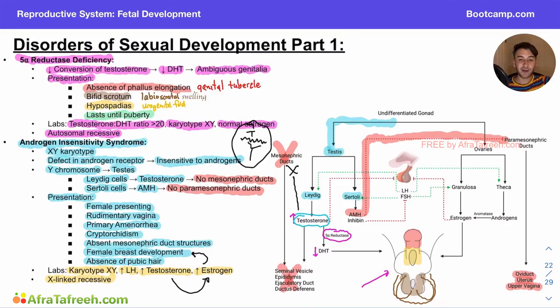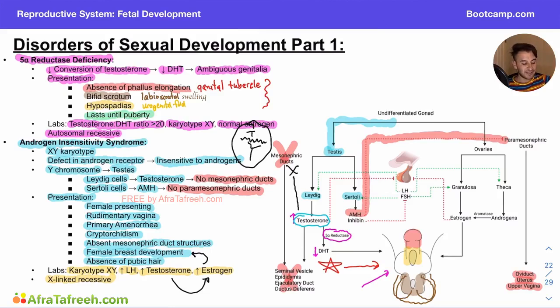Remember, in terms of 5-alpha reductase deficiency, it is all about DHT, and DHT is going to be responsible for development of the external male genitalia. And so we're going to have errors in that development. It's important to know these important embryological structures and also know that upon puberty, things will start to change when we get that big boost in testosterone.